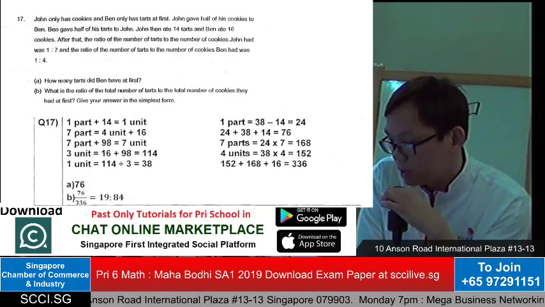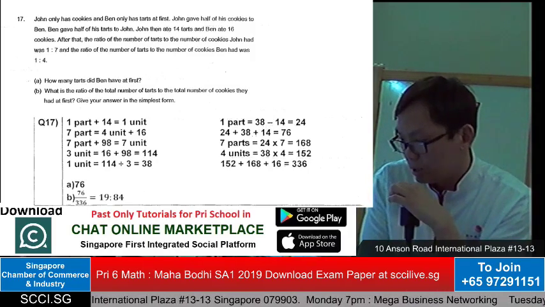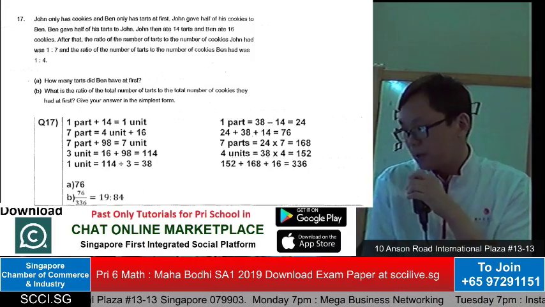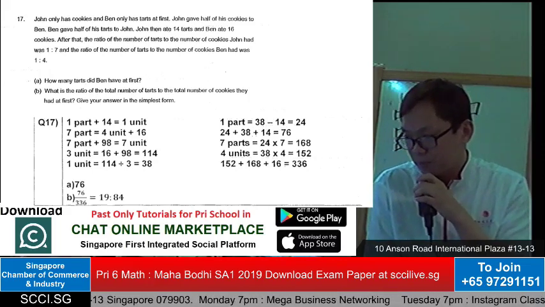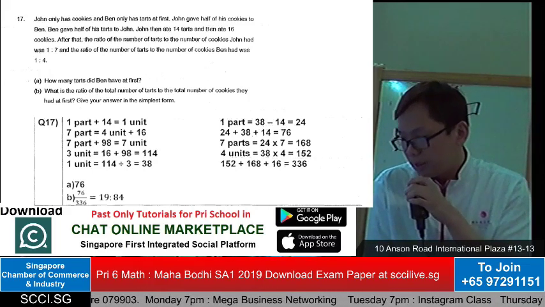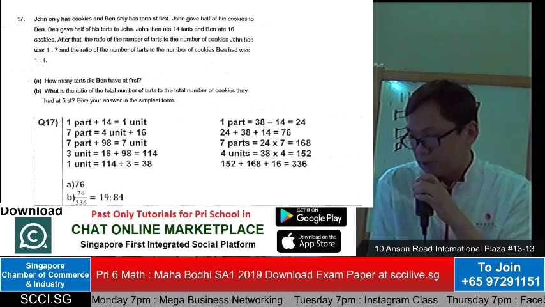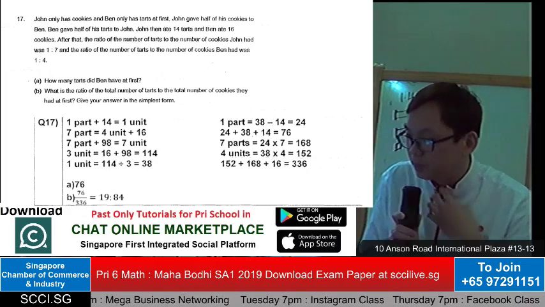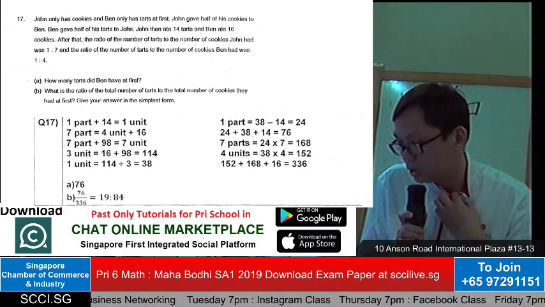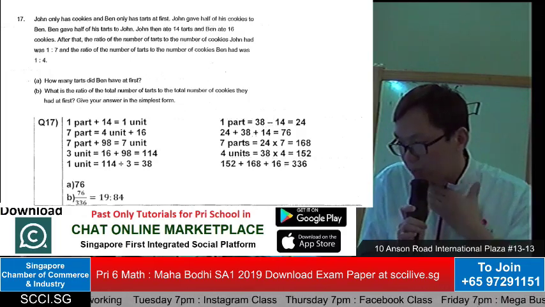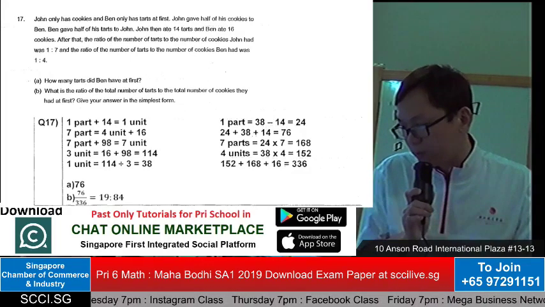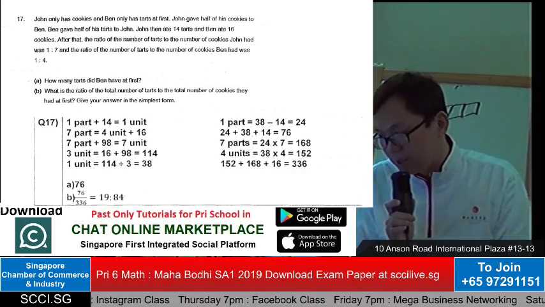John only has cookies and Ben only has tarts at first. So John gave half of his cookies to Ben and Ben gave half of his tarts to John. John then ate 14 tarts and Ben ate 16 cookies. After that, the ratio of the number of tarts to the number of cookies John had was 1:7. And the ratio of the number of tarts to the number of cookies Ben had was 1:4. How many tarts did Ben have?